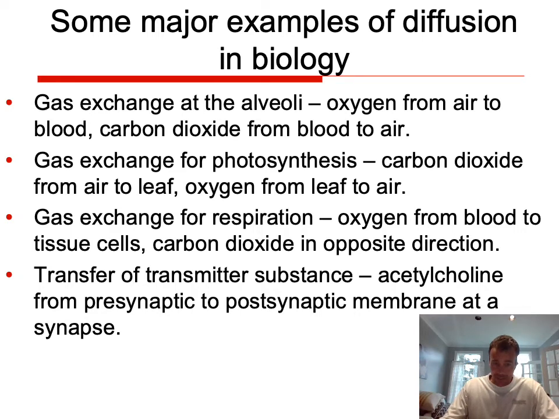Transmitter substances such as acetylcholine go from the presynaptic to postsynaptic membrane at the synapse. I talked about that briefly in one of my early lectures when we talked about botulinum toxin. This is an acetylcholine transfer as an example of diffusion.